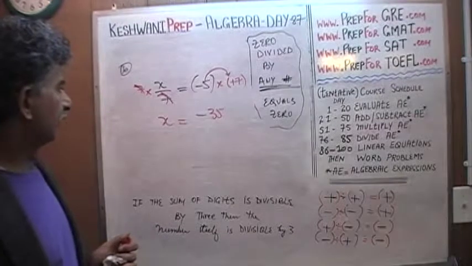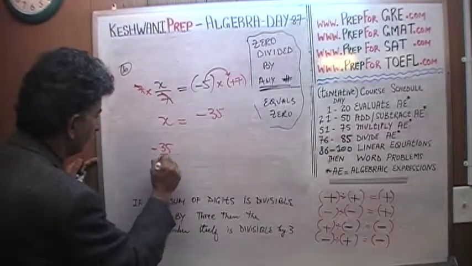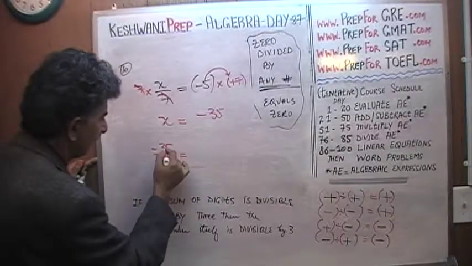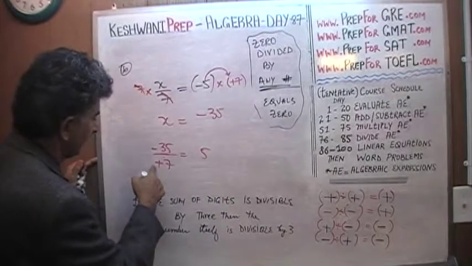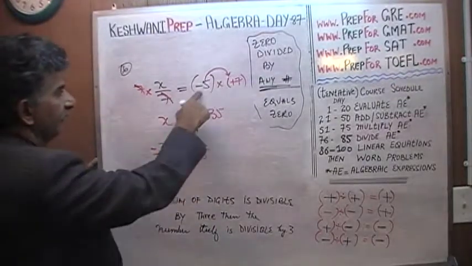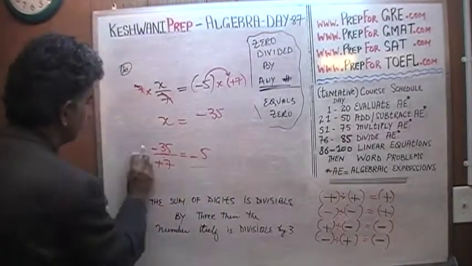The answer is negative 35, which makes sense because negative 35 over a positive 7: 35 divided by 7 is 5, and negative divided by positive is negative. You see? So it makes sense, it's negative 5. Let's go to the next one, number 7.